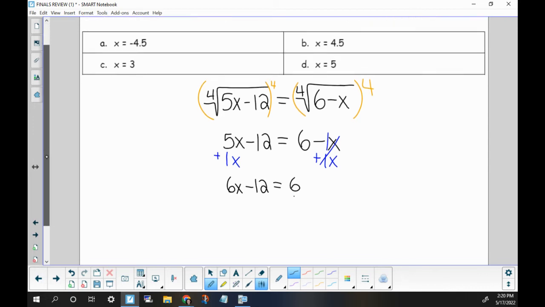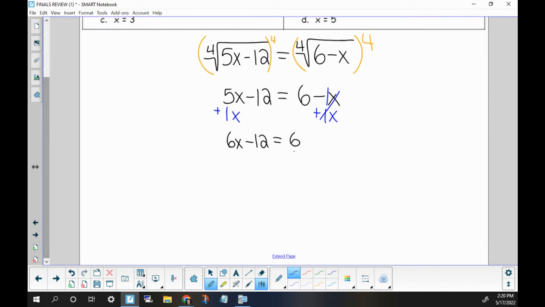Now what do we do? Plus 12 on each side. That'll cancel out. 6x is equal to what? 18. Last but not least, what do we do? Divide. We've got to get rid of that 6 times x, so we're going to divide each side by 6. And x is equal to? 3.